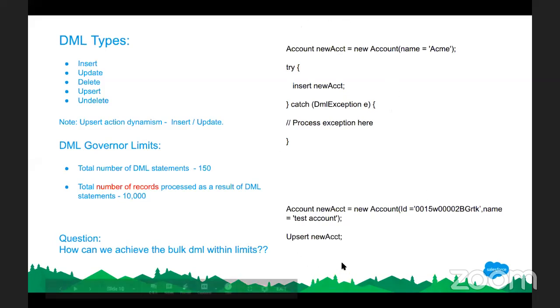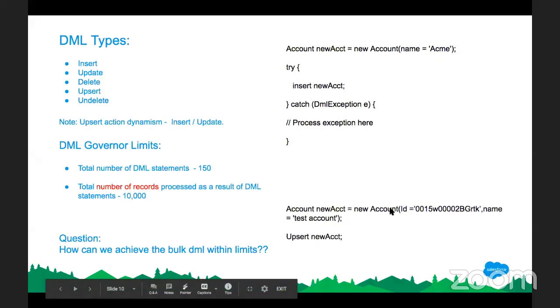Now, if you look at the whole example, I did one insertion and one upsert action. Indirectly, this is an update action. So I mentioned two DML statements. One is insert new account and another one is upsert new account. And I processed only two records, the ACME account and the Test Account.